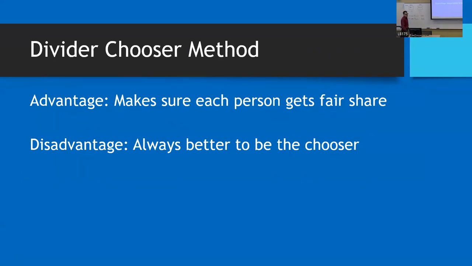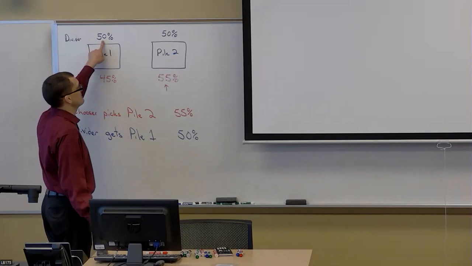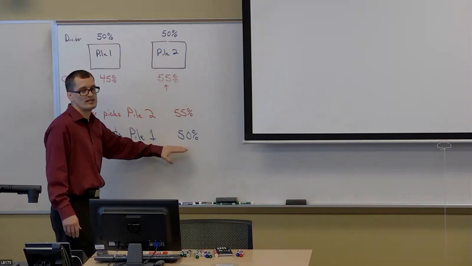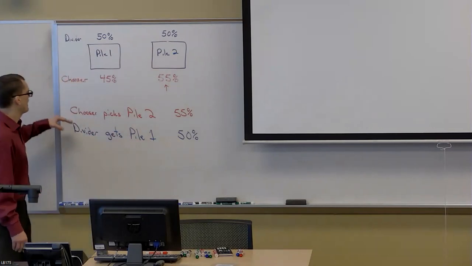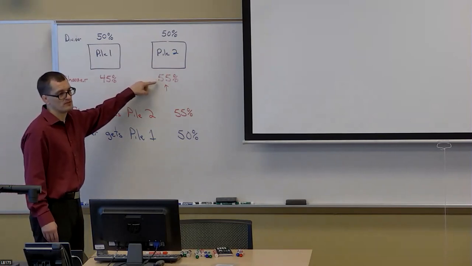So the big advantage of this divider chooser method with two people is that it makes sure everybody gets a fair share. Everyone walks away with a fair share. However, there is a disadvantage to this. The disadvantage comes from the fact that the divider always has to split into 50-50 piles. So the divider is always walking away with 50%, whereas the chooser oftentimes walks away with above 50%.